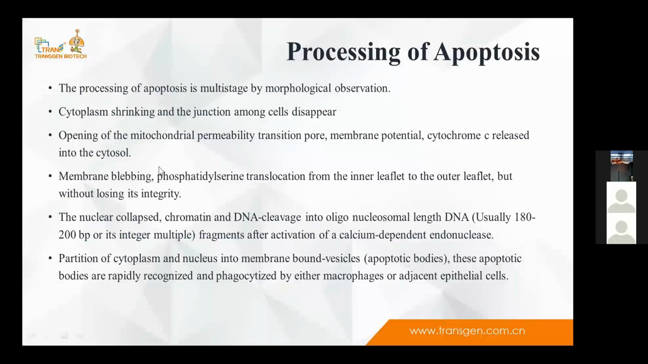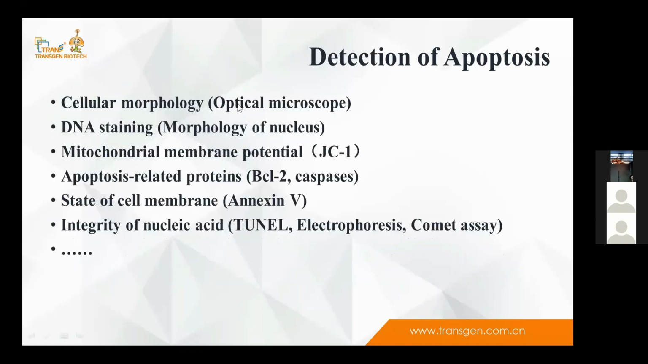So in this part, we can use the annexin V system to detect the early stage of apoptosis. In the later stage of apoptosis, the nucleus collapses and the chromatin and DNA cleave into oligonucleosome-length DNA, usually 180 to 200 bp. In this case, we can use the TUNEL system or DNA staining to detect the later apoptosis in the whole system.